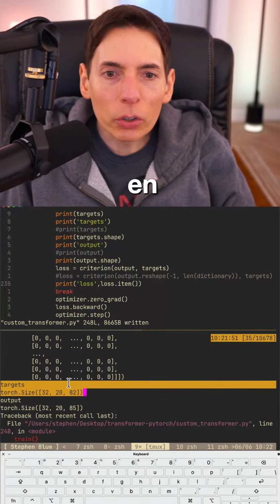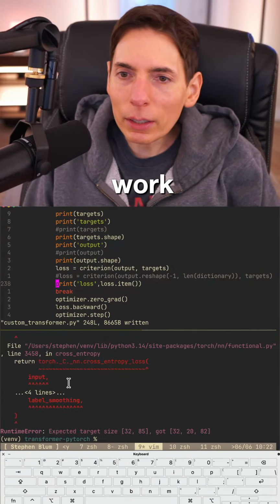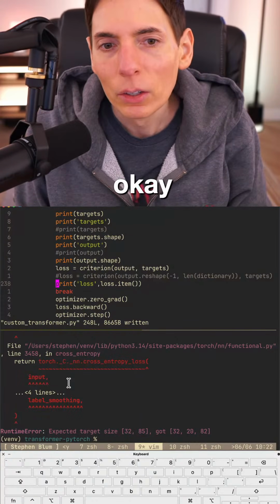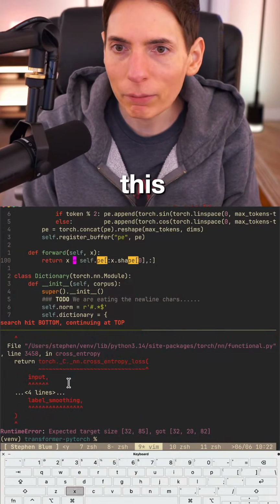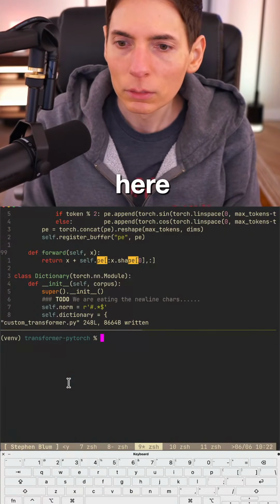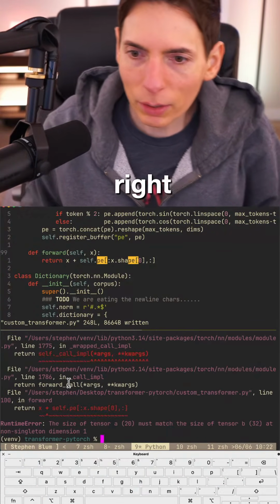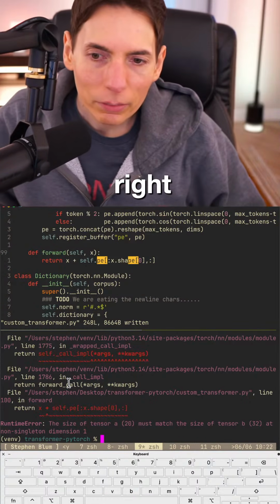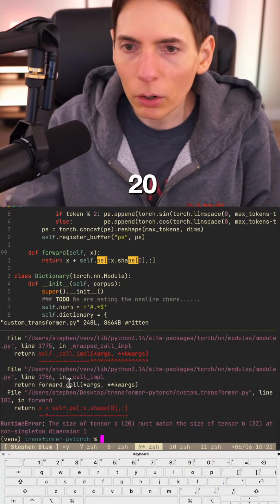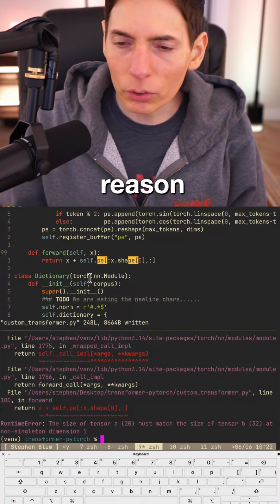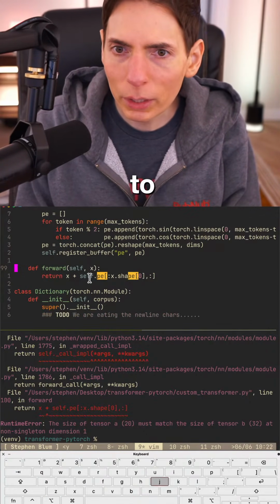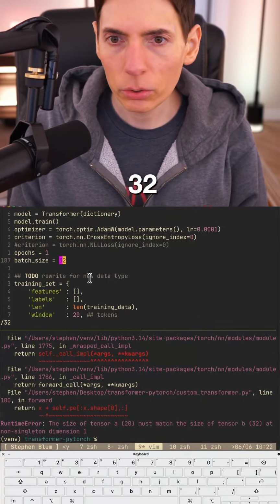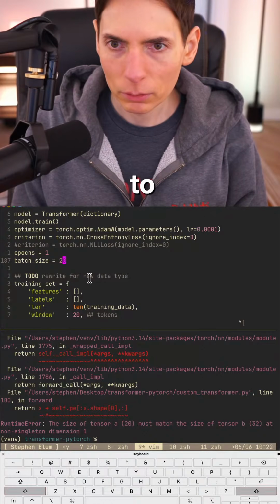You need positional encoding for it to work. Okay, yeah, that's a good point. Okay. Well, PE, we forgot that we have this problem here. And it breaks right there. All right. The size of tensor 20. Was there a reason why I set it to 20? I don't know. Here, 32. Let's put this back to 20. Okay.